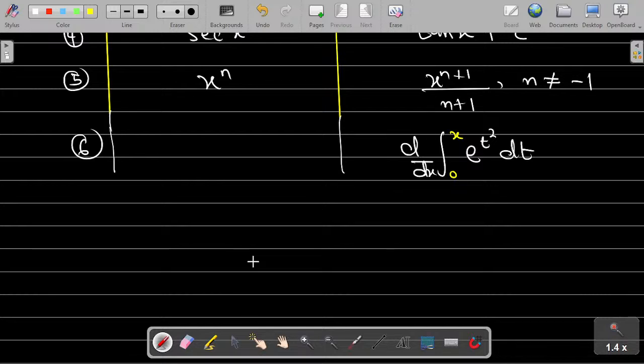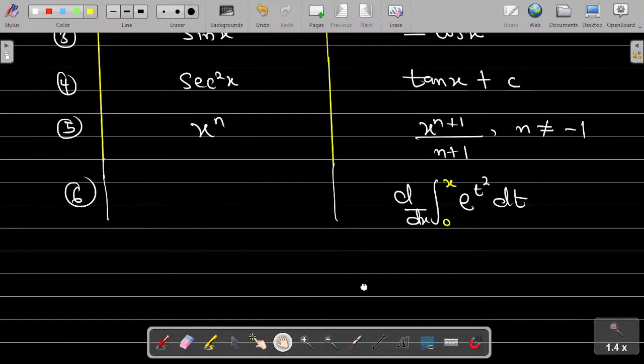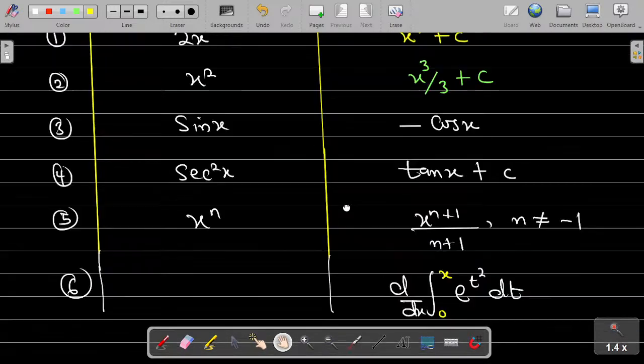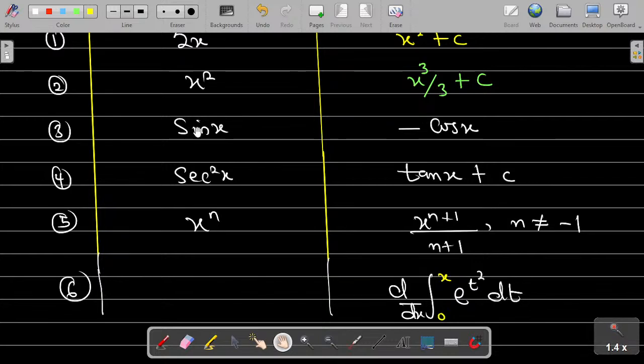Okay, so for 6 now, the question is asking us to get the derivative that will produce this. In other words, it's asking that if we differentiate what we have here, what are we going to get? So remember all the other ones that we did. Like here, the derivative of this is this, the derivative of minus cos is actually sine, the derivative of this is this, and so on.